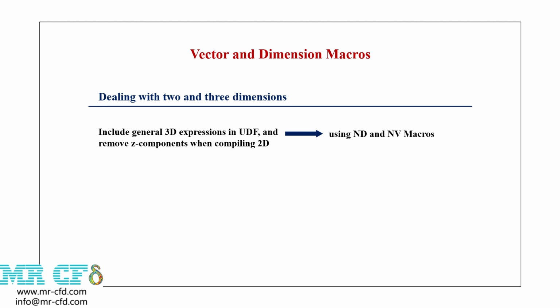However, there is a difference between ND and NV macros. NV macros operate on vectors, while ND macros operate on individual components. That is, for ND, each component must be defined as an argument, while for NV, vectors consisting of multiple components must be defined as arguments.